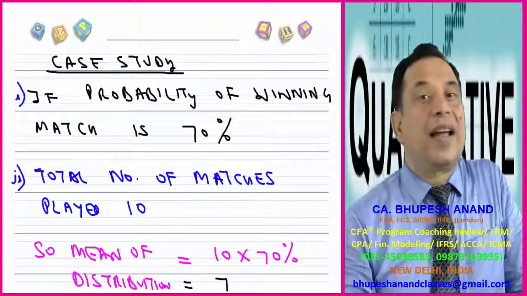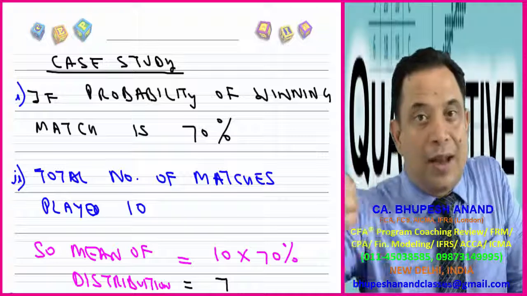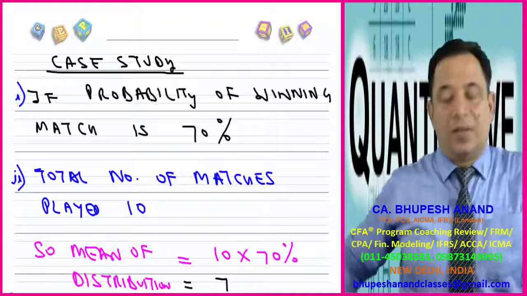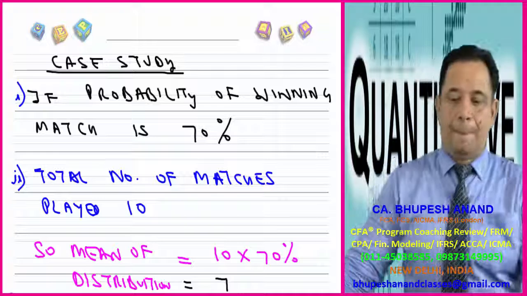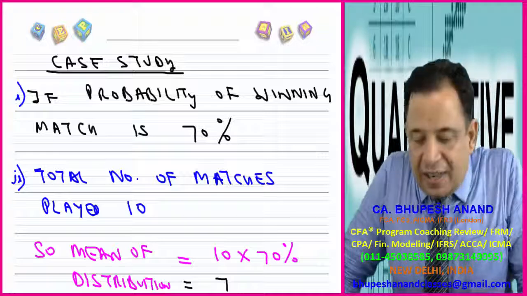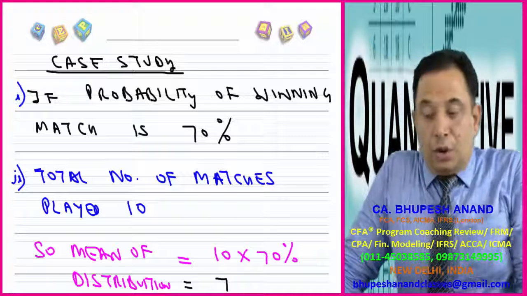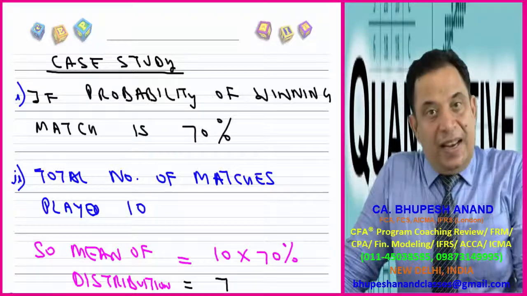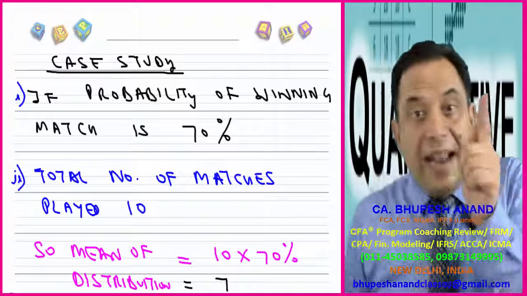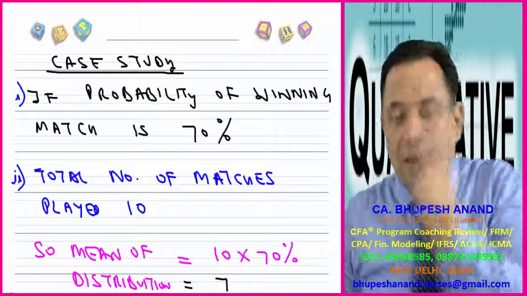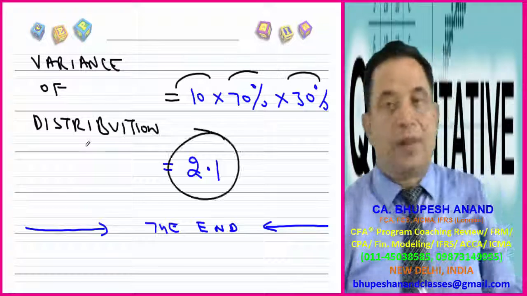Now let us do a case study on the basis of which I can show the process of calculating the mean and the process of calculating the variance. If the probability of winning a match is 70% and the total number of matches is 10, again the same example which I have just told you, the mean will be number of matches 10 into 70%, that is n into p, which comes to 7. And the variance will be 10 into 70% into q, so 10 into 0.7 into 0.3, that comes to 2.1.